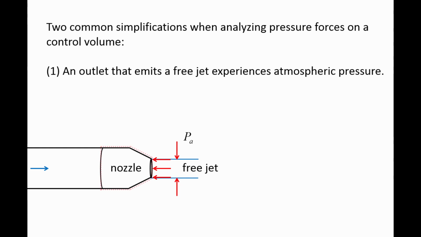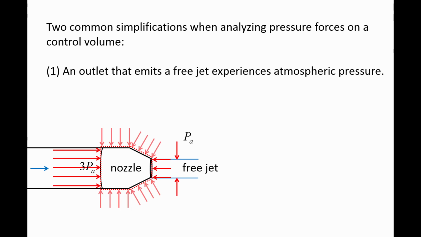Let's draw a control surface surrounding the nozzle, and let's say a pressure gauge located at the entrance of the nozzle, which is at the left side of the control volume, states that the absolute pressure is 3 times the atmospheric pressure. To complete the picture, we draw the atmospheric pressure forces surrounding the rest of the control volume.